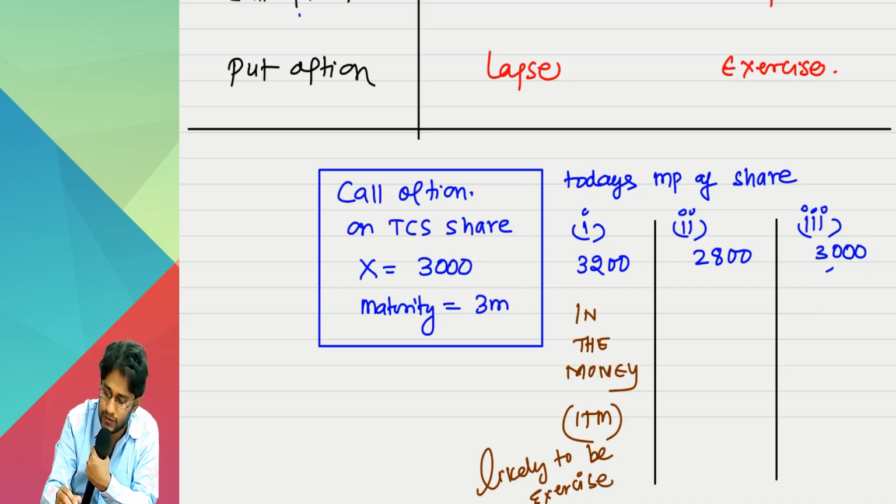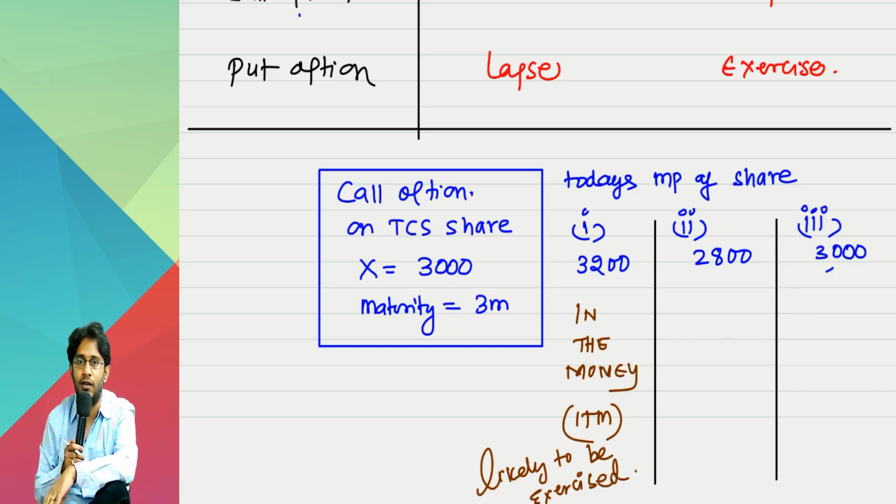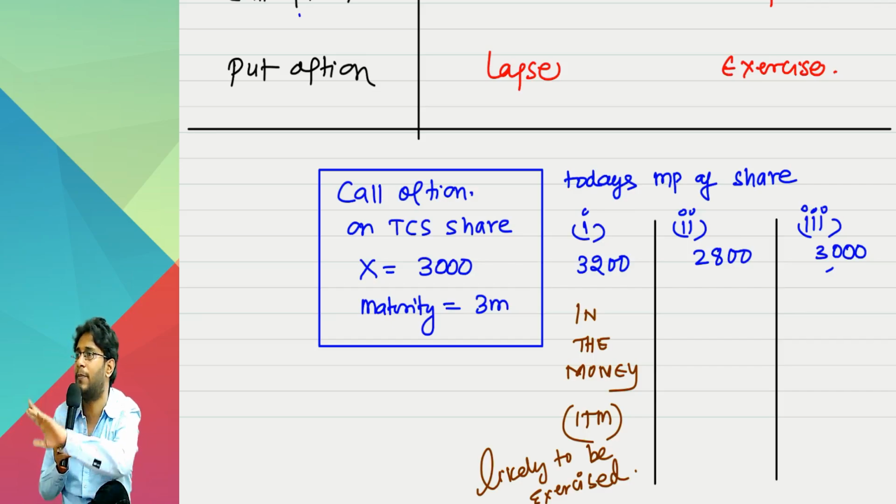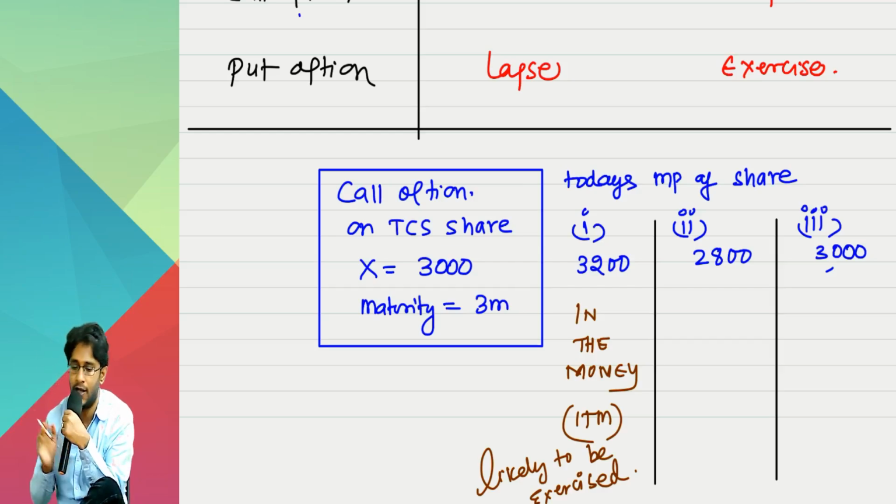I can tell you much more easily also, but that would be wrong. If you feel that you can exercise today, call it in the money. But if I teach you that way, it will be wrong. You will wrongly remember that we can exercise it today. You cannot exercise it today. Exercise date is after 3 months. Just for understanding whether it is favorable or not, I am comparing with today's market price. That's all.